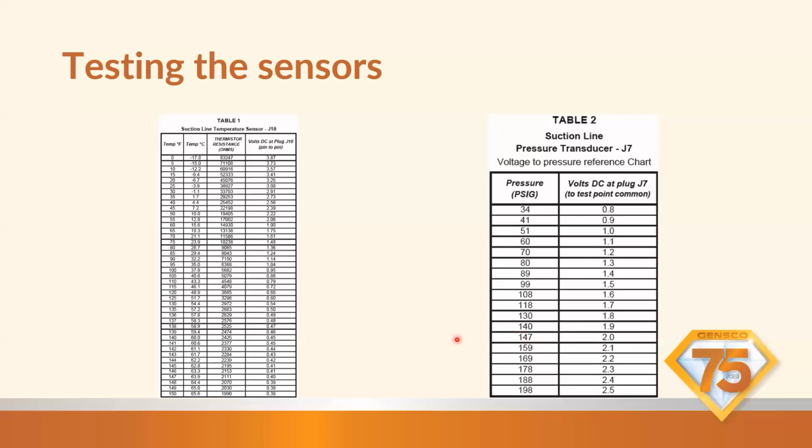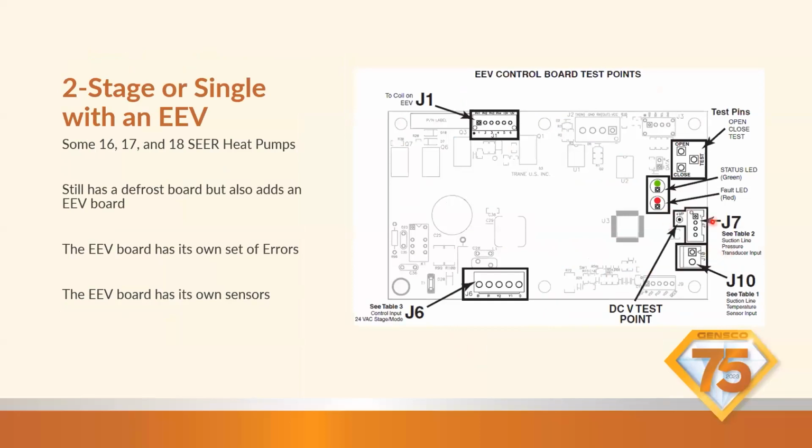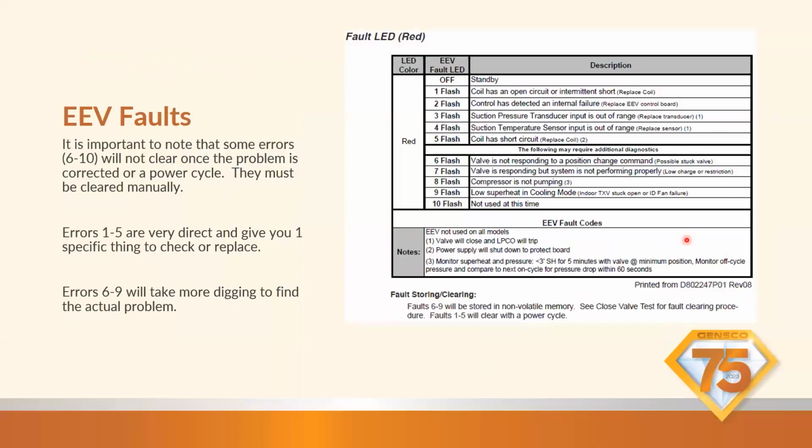What's your suction pressure at the true suction, right below the reversing valve on the middle line? That pressure should match this pressure. If they don't, that means our pressure transducer is reading out of range, and we could get one of these errors right here, right? A 3 flash or a 4 flash.